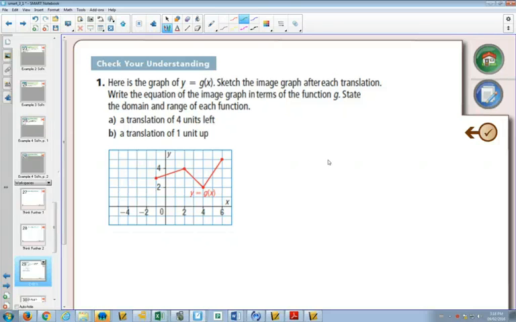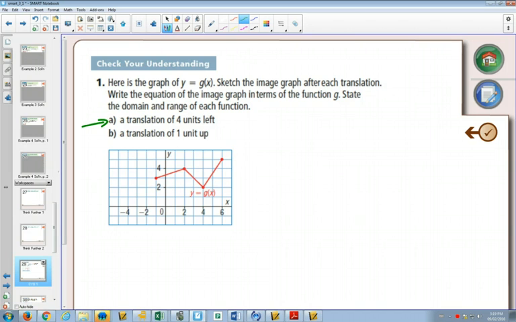So here we have a crazy looking graph. It kind of looks like maybe the letter N if you were writing the letter N and you were in kindergarten. There we go. So here's the graph of g of x. And what we're going to do is sketch the image of the graph after each of these things, and we're going to color code them. We're going to do the first one here in green and see what that looks like.